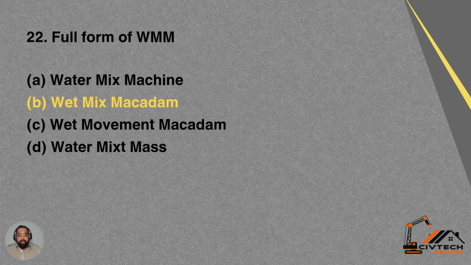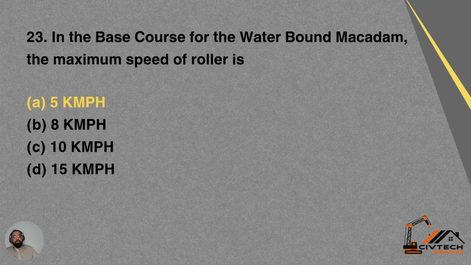Question number 22. Full form of WMM. Option A, water mix machine. Option B, wet mix macadam. Option C, wet movement macadam. And option D, water mix mass. So B here is the correct answer for this question. Wet mix macadam.